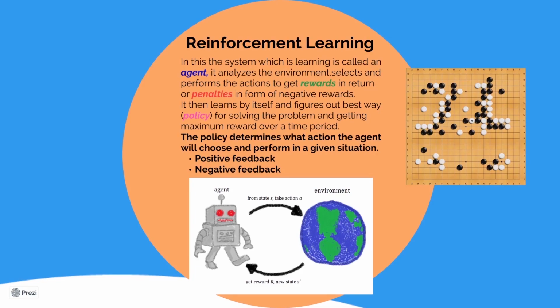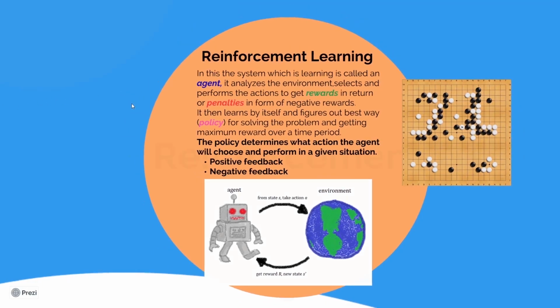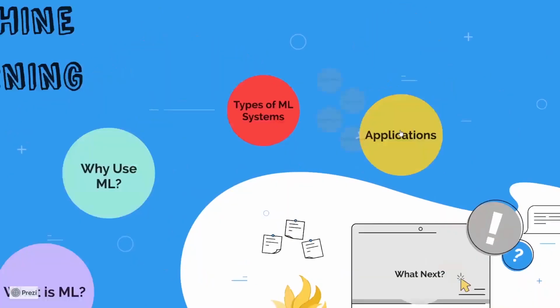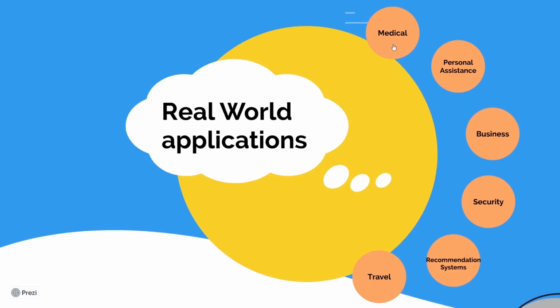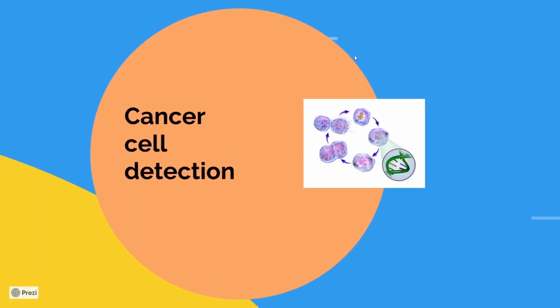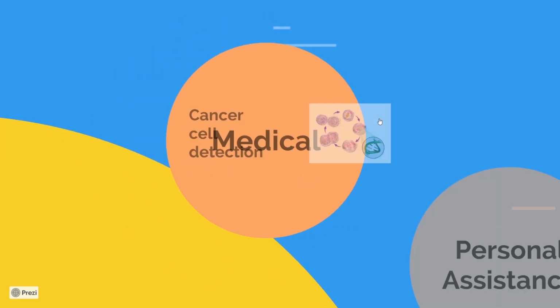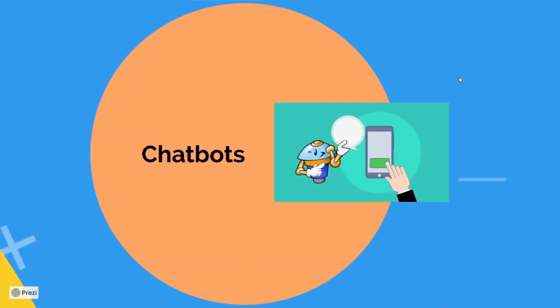Now let us move towards the last segment of the video, that is real world applications. So in real world applications, there are many applications which are used in various fields such as medical, personal assistant, business, security, recommendation systems, travel. So in medical systems, we have cancer cell detection, brain tumor detection, and many other detections which have helped in medical diagnosis.